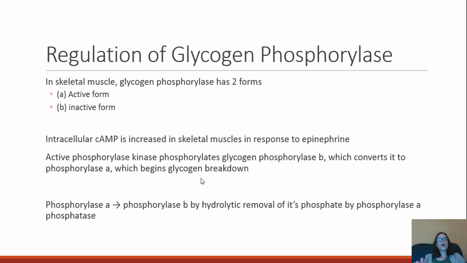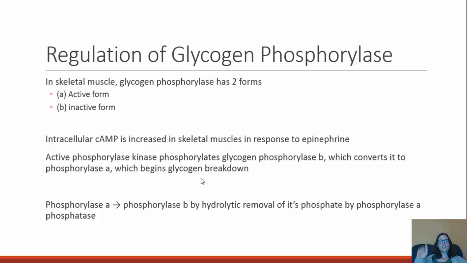Okay, so we know that glycogen phosphorylase is our main enzyme that's used to release glucose from the glycogen molecule. So let's talk about regulation of glycogen phosphorylase. Now, this might get a little bit confusing because it's kind of opposite of what we talked about for regulation of glycogen synthase. Just like glycogen synthase, glycogen phosphorylase has two forms. A is the active form, B is the inactive form.